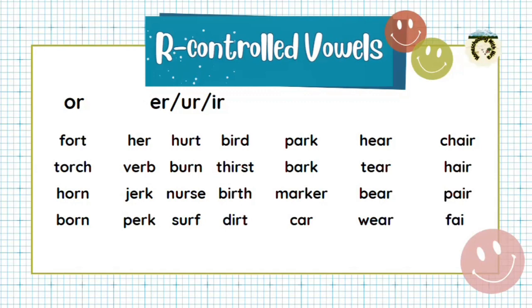Here I'm going to share with you some examples in which we have the R control vowels. I'll first say these words with the British pronunciation in which we don't pronounce R, and then I'll also say them in the American pronunciation in which we pronounce R. So this is O as in the British pronunciation. So the words are ought, fought, torch, horn, and born.